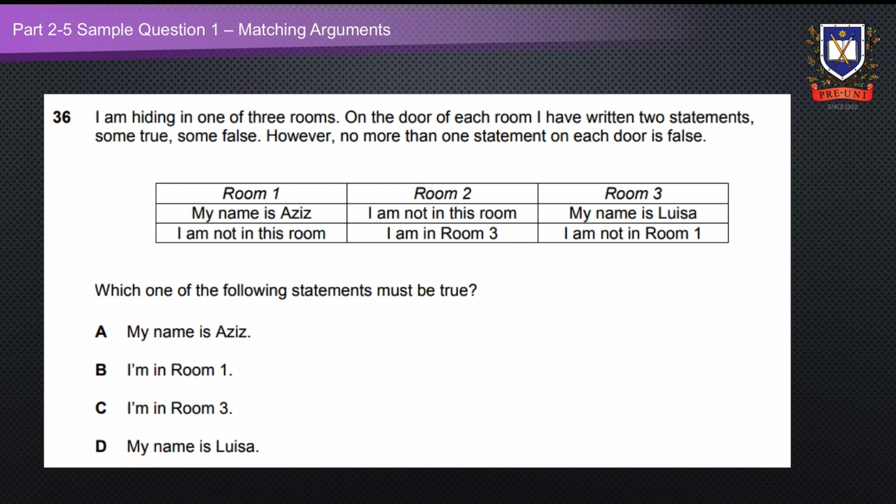This question falls into the matching arguments category, as the question asks us to determine which of the following statements must be true given the information. This is a matching arguments question because we also need to determine the truth value of the information correctly in order to appropriately answer the question. Let's use the general approach method to answer this question.